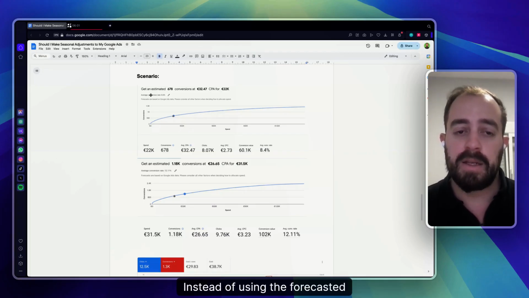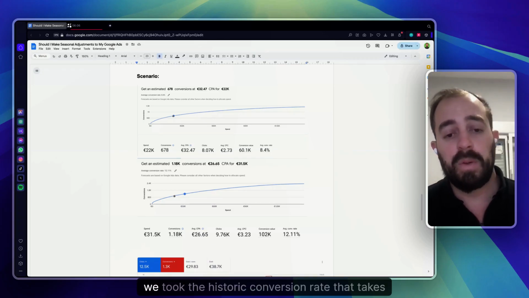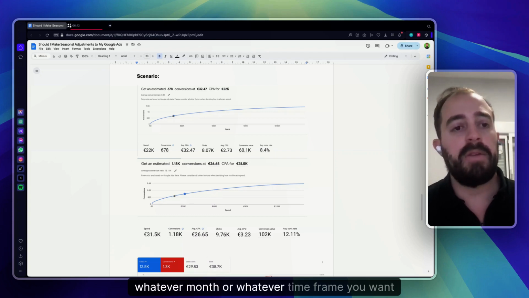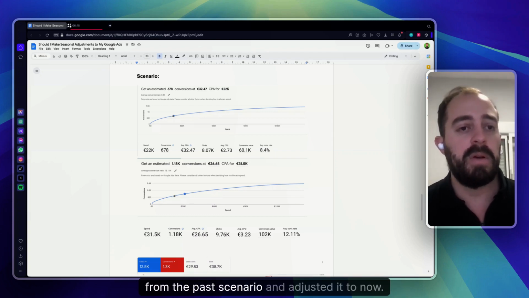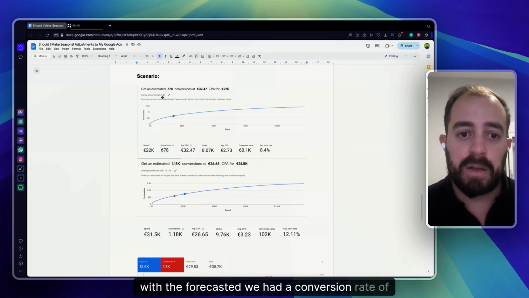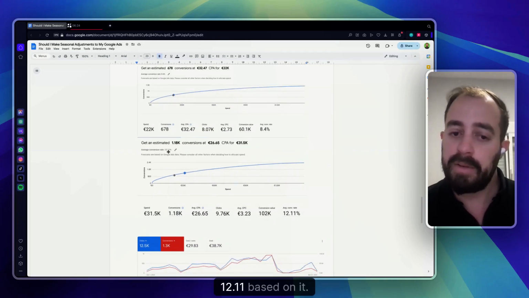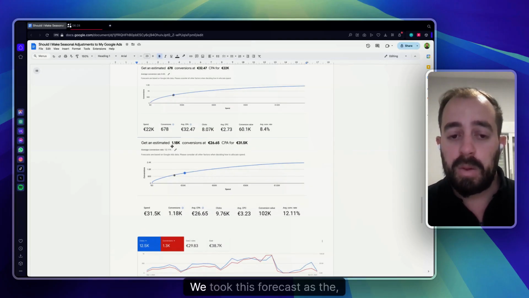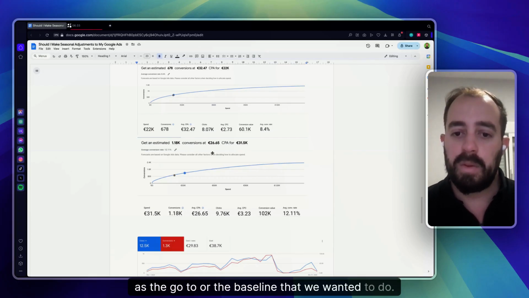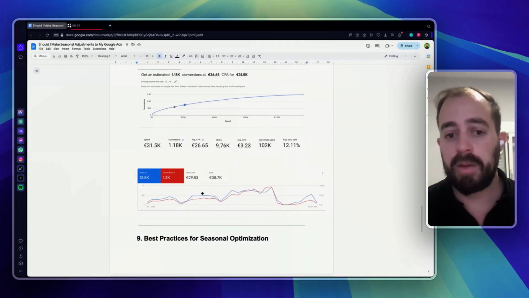Instead of using the forecasted conversion rate, which only takes into account the last 7 days, we took the historic rate that takes whatever month or whatever time frame you want from the past scenario and adjusted it to now. As you see, with the forecasted, we had a conversion rate of 8.4, but with the historic one, we have 12.11. Based on it, we took this forecast as the go-to or the baseline that we wanted to do, and here are the results that we actually got on December.